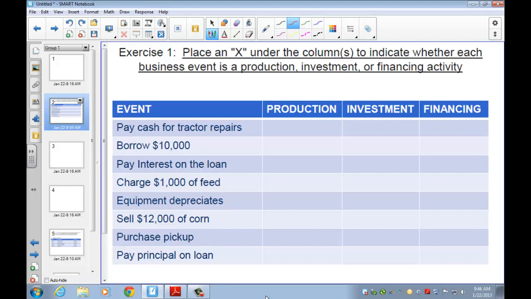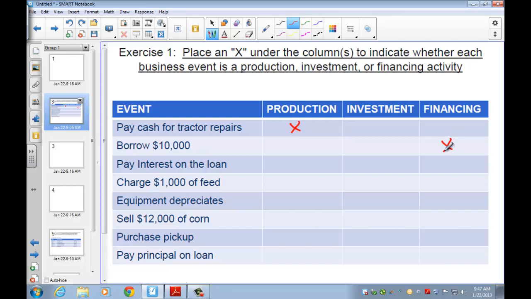Okay, so if we look at exercise 1, the first event says pay cash for tractor repairs. This would be an example of a production activity, as it is considered a production expense. So you place an X there. Second event is to borrow $10,000. Borrowing money is an example of a financing activity, so we place an X under financing.